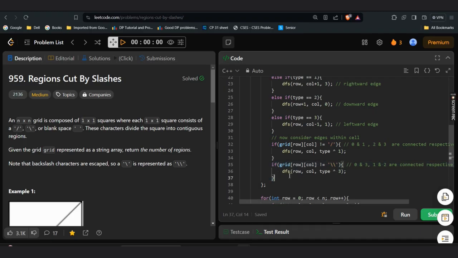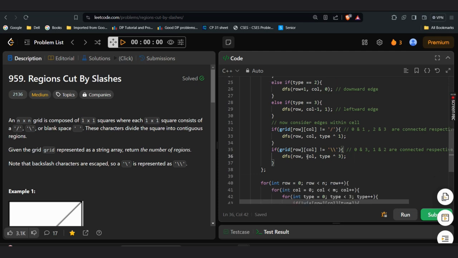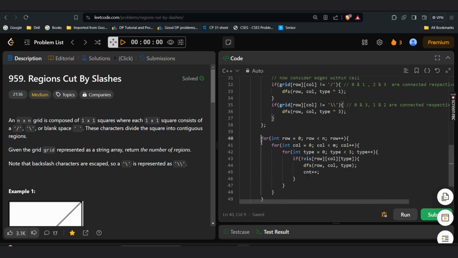This is what I did in this if case. If grid of row comma column is not backward slash, I have used a double backslash because backslash is an escape character. So to print this backslash, I have to write two backslashes. Then I called DFS of row, column, and type XORed with 3. In both these cases, row and column are the same because we are considering edges within the same cell. Within the same cell, row and column will not be affected.